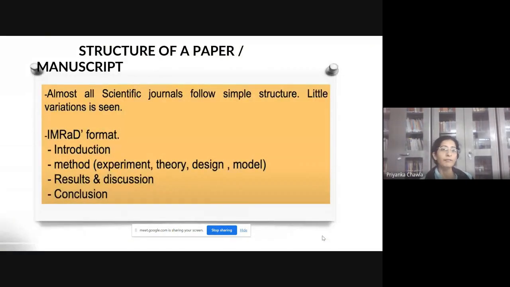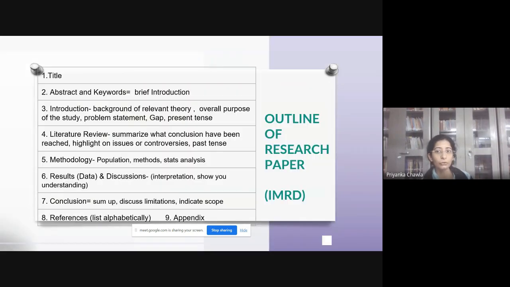If I talk about the structure of the paper or manuscript, the IMRAD format is followed. IMRAD means I stands for introduction, M for method, R for result, A for and, D for discussion, and last, conclusion. So this is the outline of the research paper. First we start with the title, then the abstract. The abstract should be a brief introduction about what we have done in the entire paper. Then we come to the introduction.